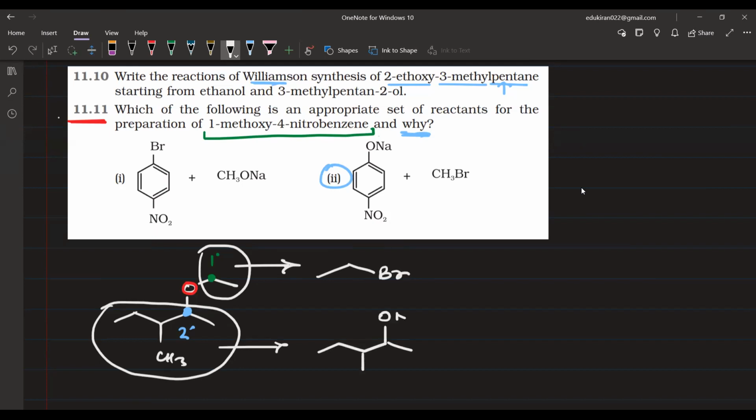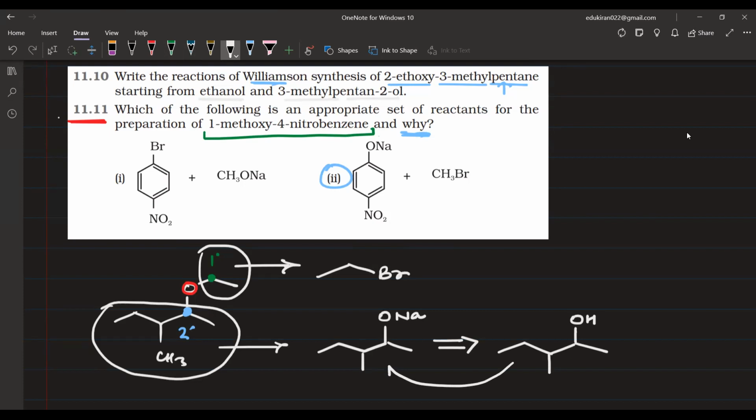So you will make all of these things, and here you will just make ONa, right? But what they are asking is, starting from ethanol and 3-methyl pentanol. So they are giving you some different reagent. This is what they're asking. This is 3-methyl pentanol. We can make this, and you can see now this is 3-methyl pentanol.